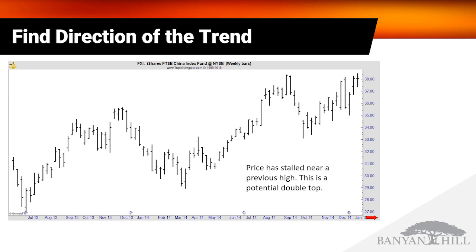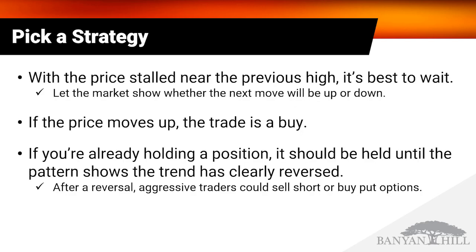This is an ETF. It's an ETF that tracks a Chinese stock market index. And on the right side of the chart, we see the prices have stalled. A lot of times a trader will try to anticipate what's coming next. Well, we're stalled. This could mean we're about to see a double top with a breakdown. But we don't want to trade based on what we think could happen. We want to wait and see what happens. So if prices move up, we want to buy. And if prices break down, we'll want to sell.